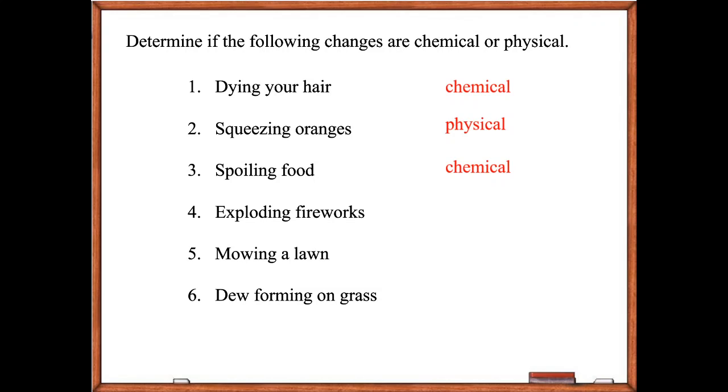The next one, exploding fireworks. Okay, now you could even say this is combustion. Okay, so that's going to be chemical. Okay, so we're actually taking something and burning it. Next one, mowing a lawn, chemical or physical. Okay, so we're just taking long grass and making it short grass, so just cutting it in two. So that's just going to be physical. So we haven't actually changed it in any way.